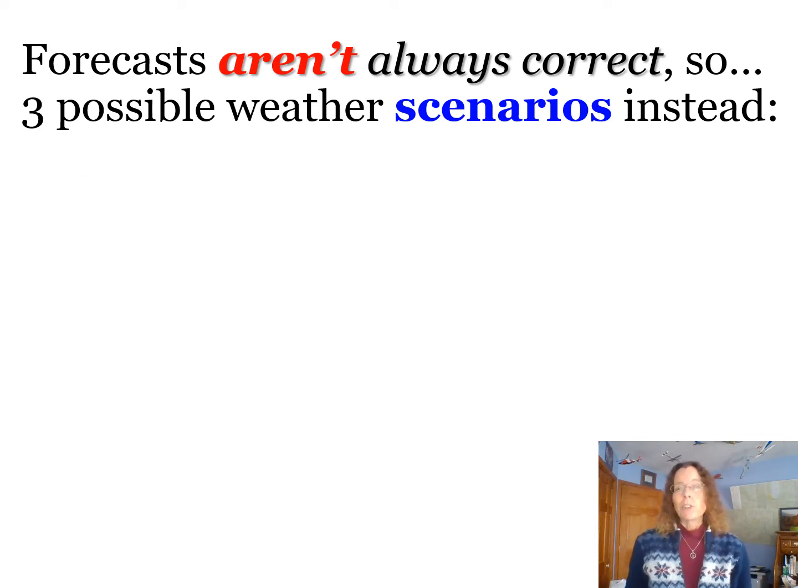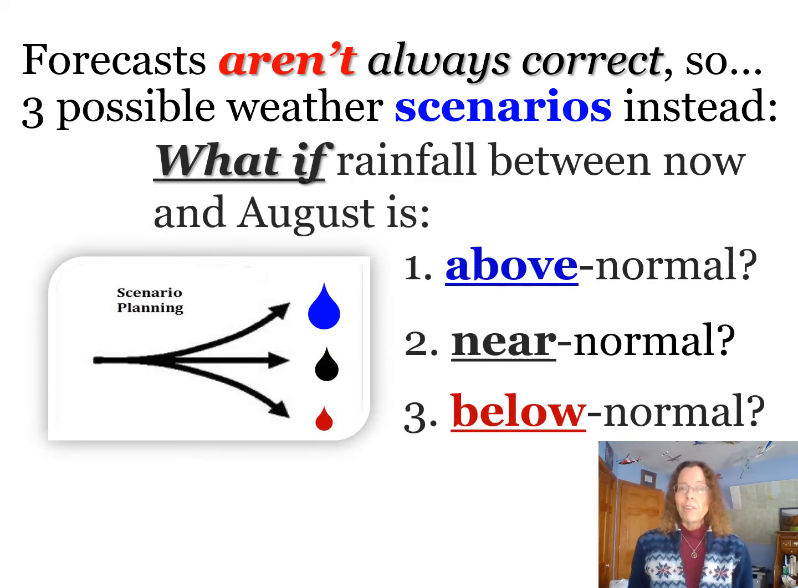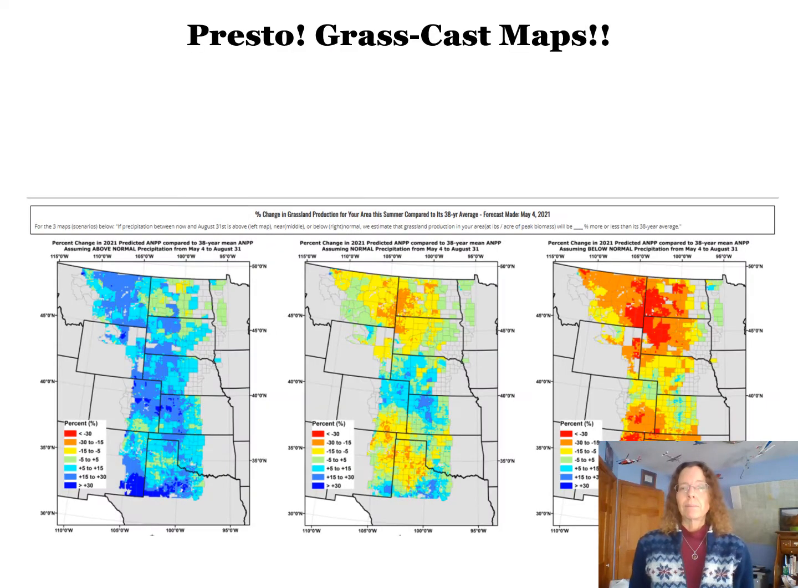Forecasts, as we said, aren't always correct, so we're going to use 3 different precipitation scenarios. What if rainfall between now and August is above normal? How much production might we expect? What if it's near normal, whatever that is? How much production might we expect then? And what if the spigot shuts off and we get below normal precipitation? How much production could we expect then? And presto, we have GrassCast maps.